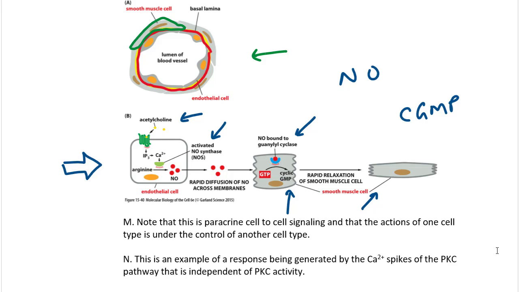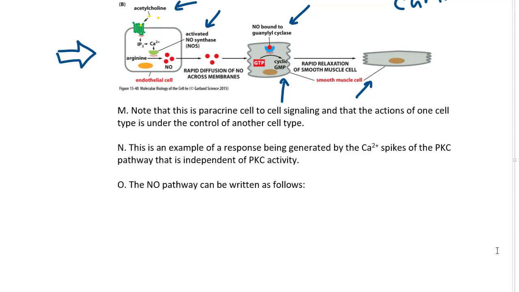Note that this is paracrine cell-to-cell signaling, and that the actions of one cell type are under the control of another cell type. This is an example of a response being generated by the calcium spikes of the PKC pathway that is independent of PKC activity. The NO pathway can be written as follows.